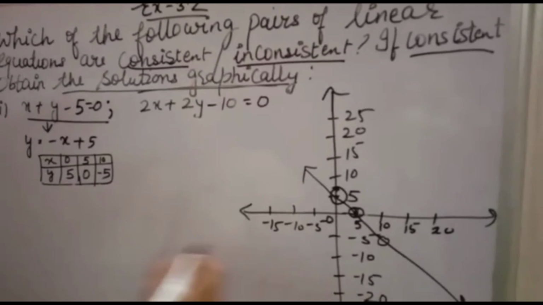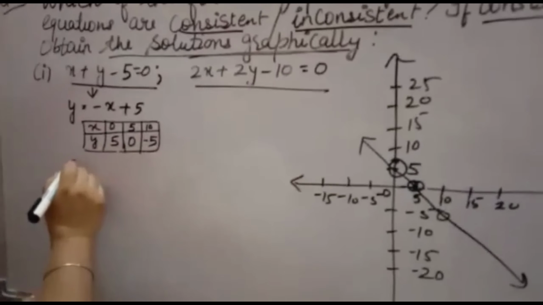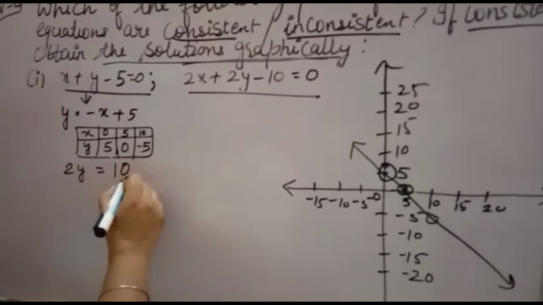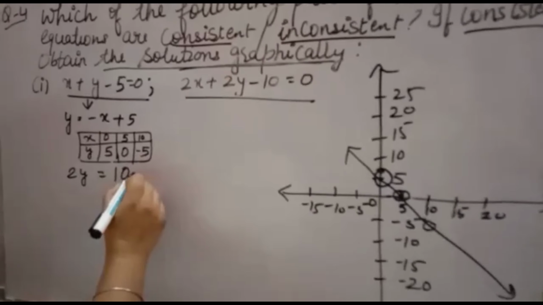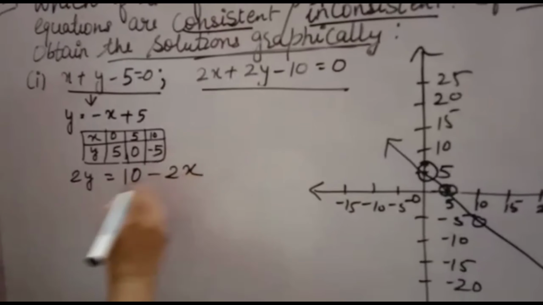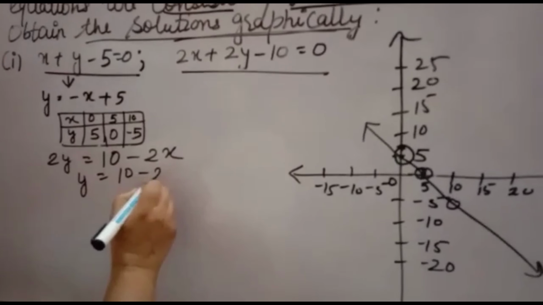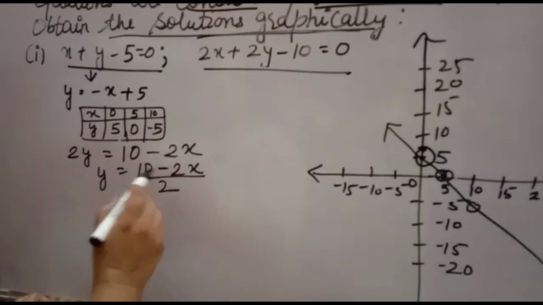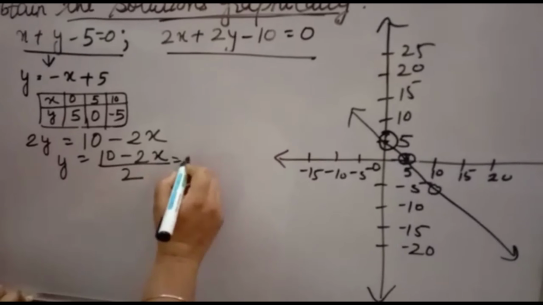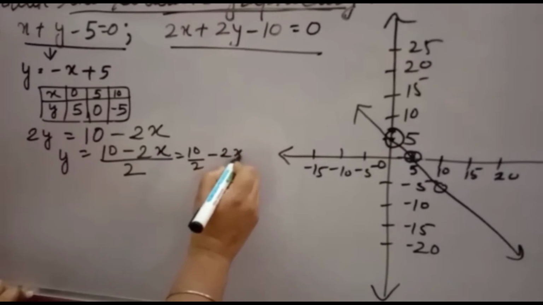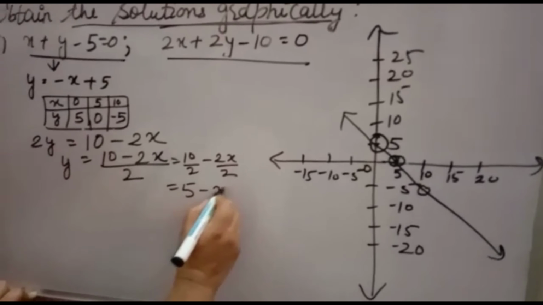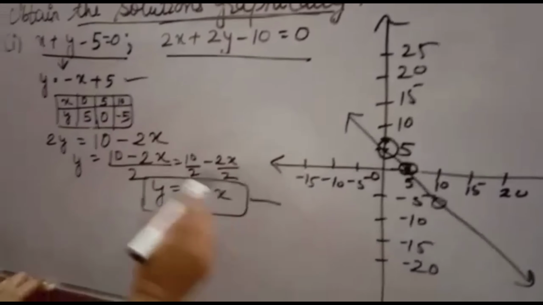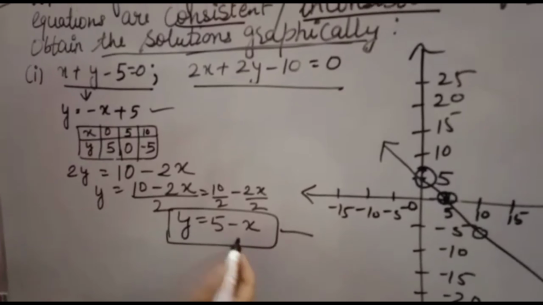Now second equation also you will write: 2y is equal to, 10 will go that side, it will become plus 10. Then 2x, it will become minus 2x. Similarly you will write 10 minus 2x, then y will come upon 2, 10 minus 2x over 2. Separately you will write 10 over 2 minus x, you will get 5 minus x. So this is the equation for the second. You see same only, it is minus x plus 5, this is 5 minus x, same thing only.